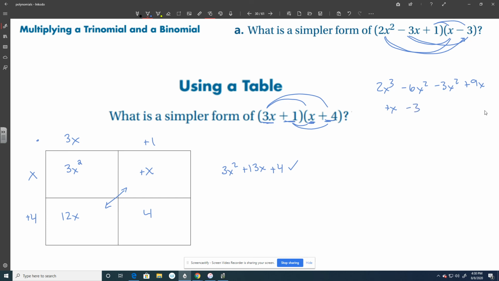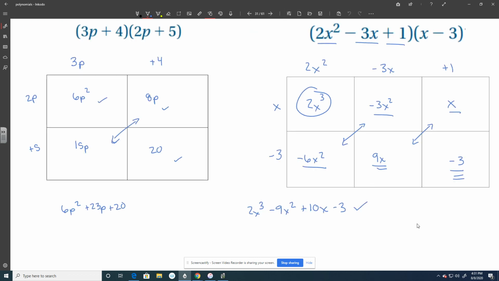A little bit messier, maybe a little bit harder for some of you to follow, but you don't have to draw a new picture. And the numbers are already written down. I just have to combine my like terms and then rewrite the problem. 2x cubed minus 9x squared plus 10x minus 3. So either way gets you to the same place. One just might be a little bit more organized. You decide what's going to be best for you.